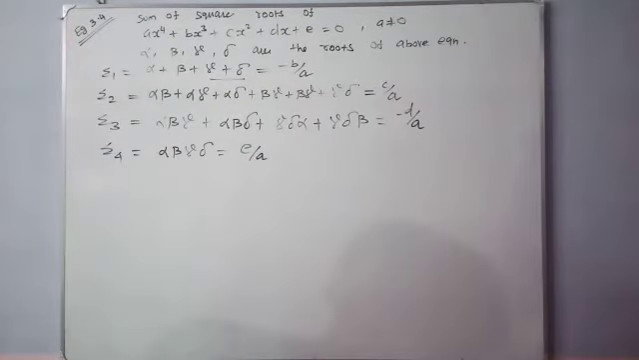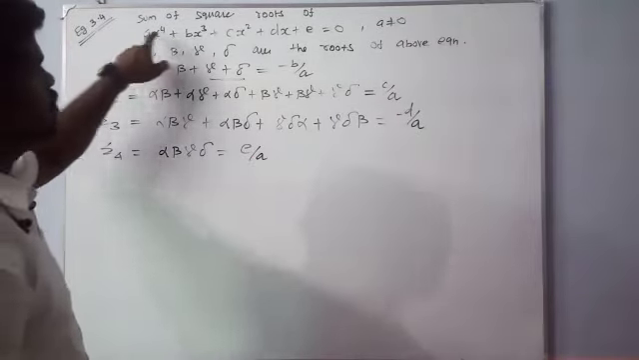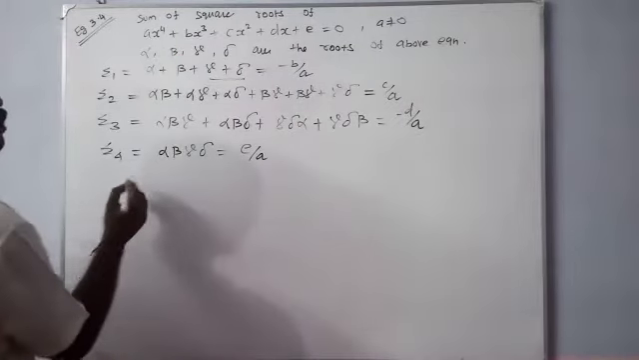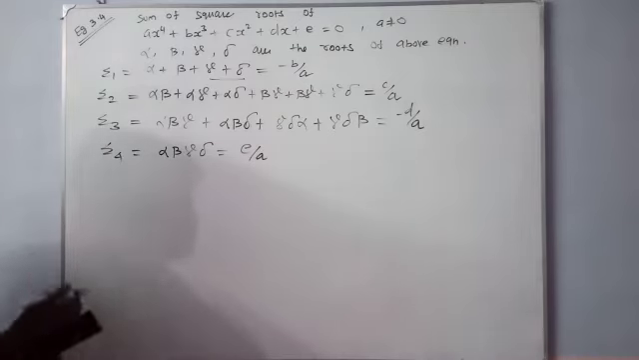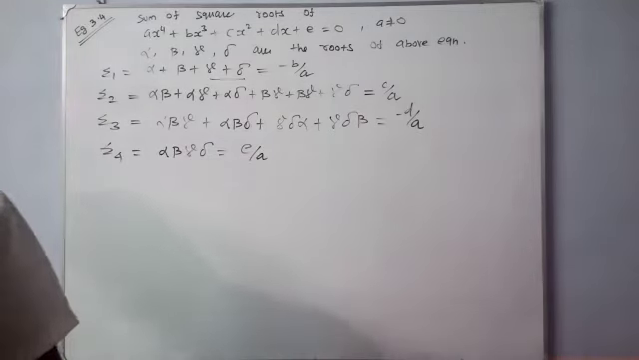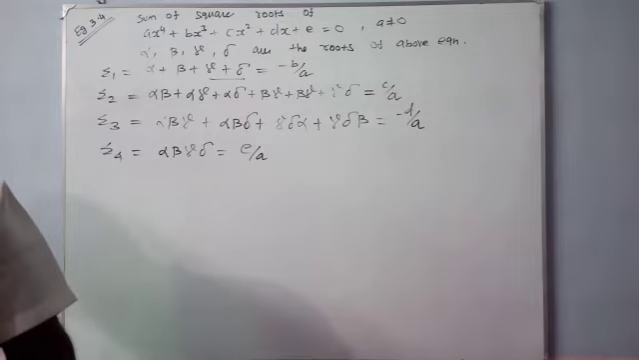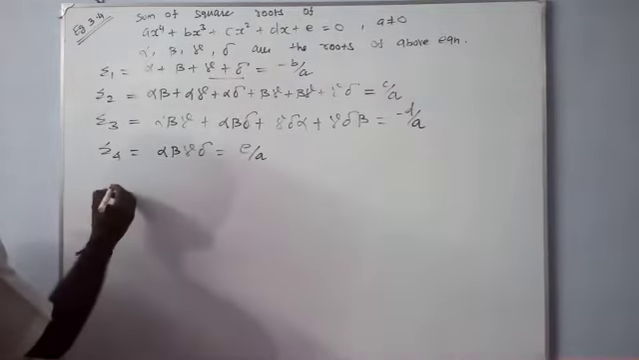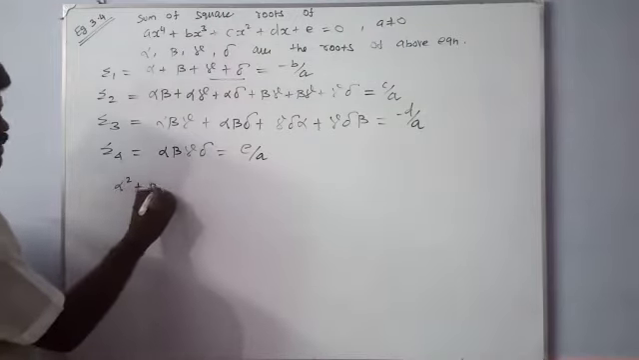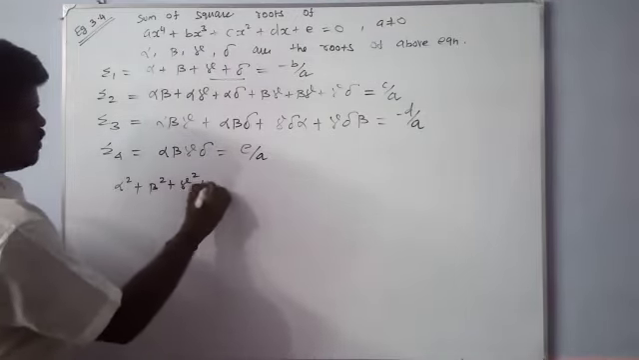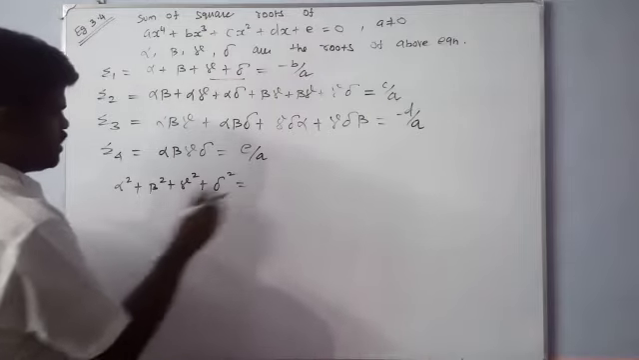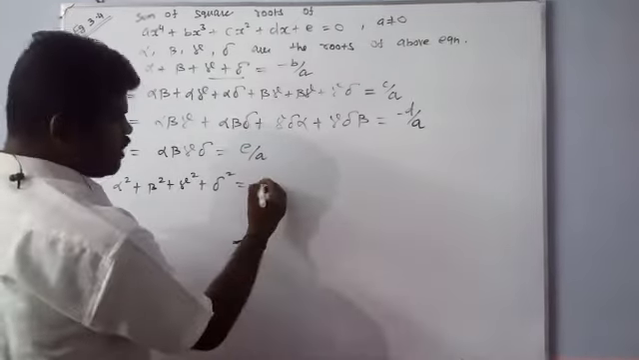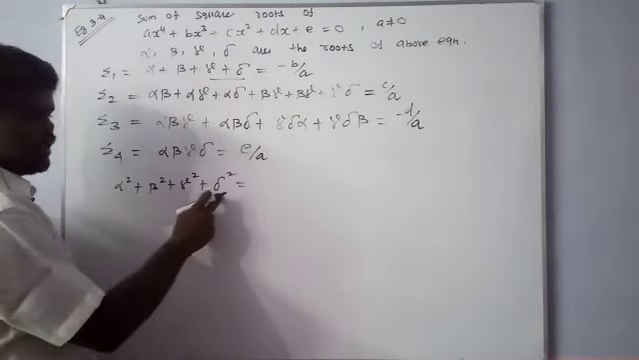Okay, this is minus B by A, C by A, minus D by A, this is E by A. Now we want to find the sum of the squares of the roots. The given concept is to find the sum of the squares of the roots. Sum of the squares of the roots means what? Alpha square plus beta square plus gamma square plus delta square. This is the sum of the squares of the roots. We know the formula. What is the formula?